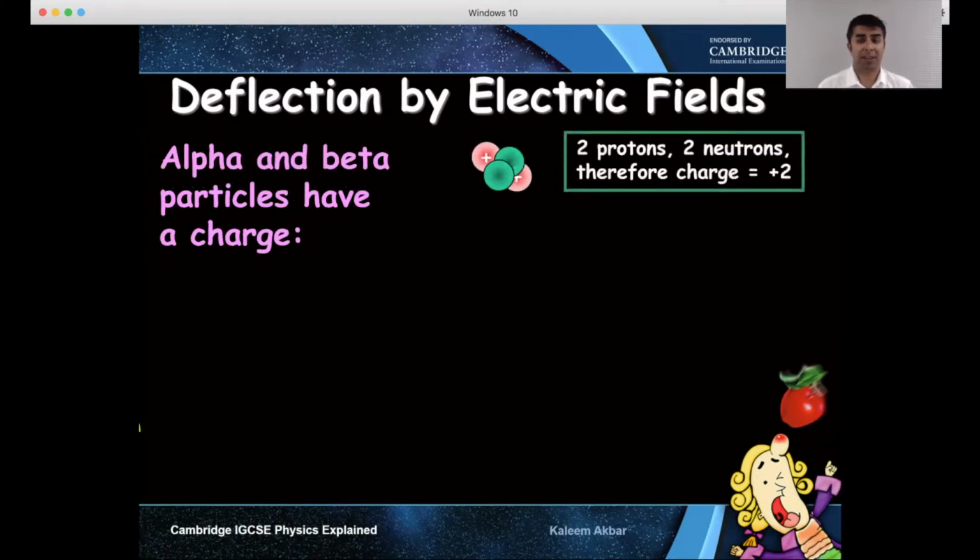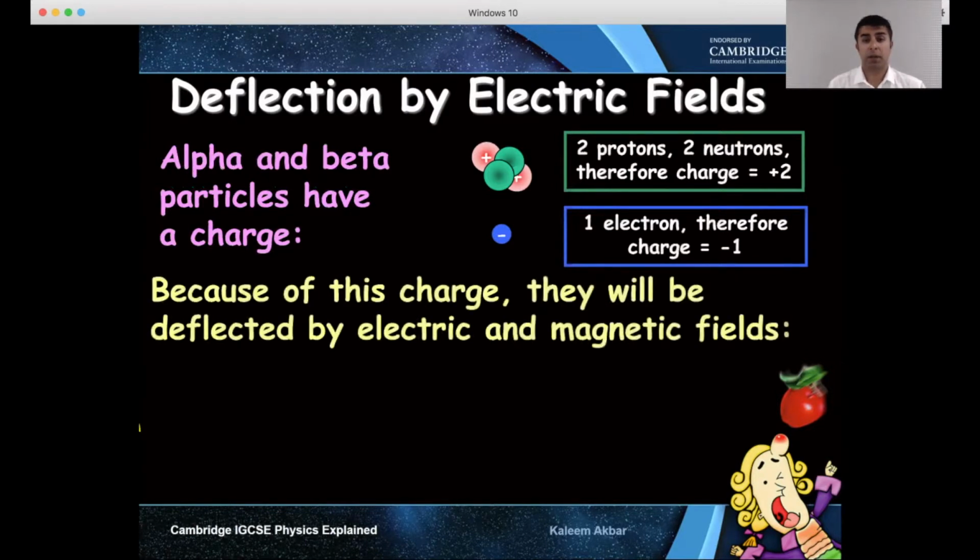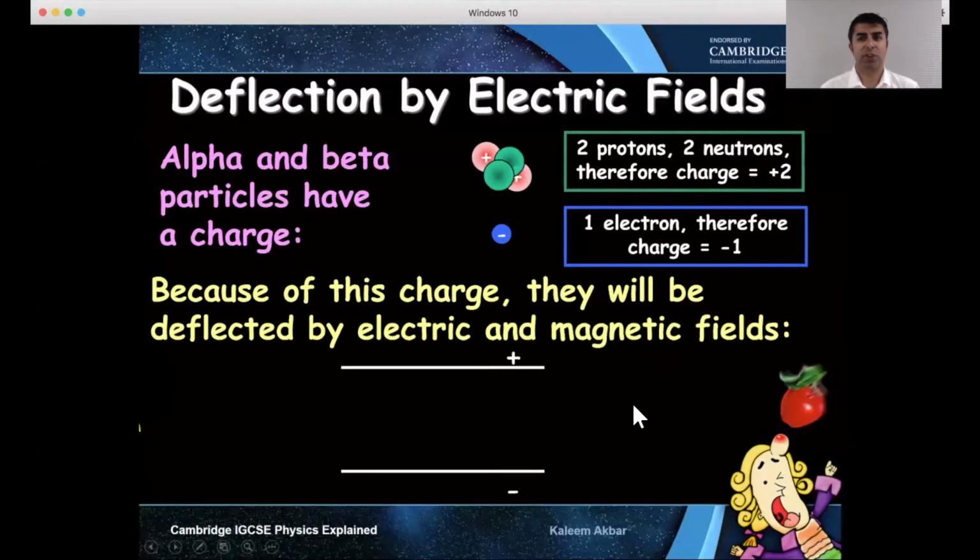Remember, alpha has a charge of +2 and beta has a charge of -1 since it's a fast-moving electron, and alpha is basically a helium nucleus. Now, because of this charge, they're going to deflect in both electric and magnetic fields. Now, very often students confuse electric and magnetic fields. They might behave in a very similar fashion, but they're not, I repeat, not the same thing.